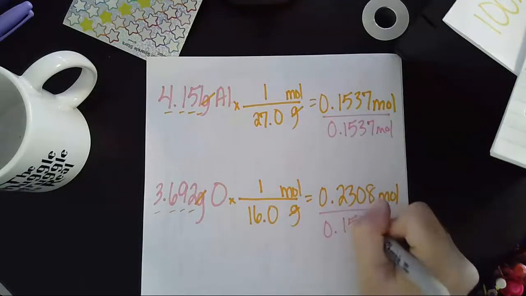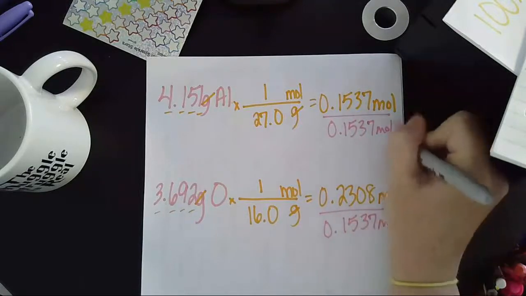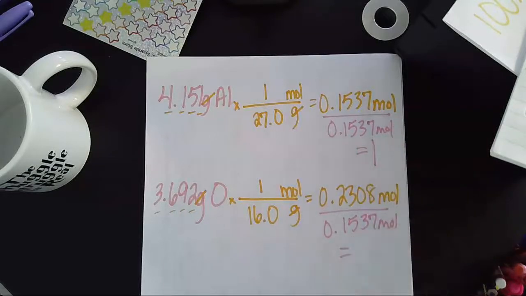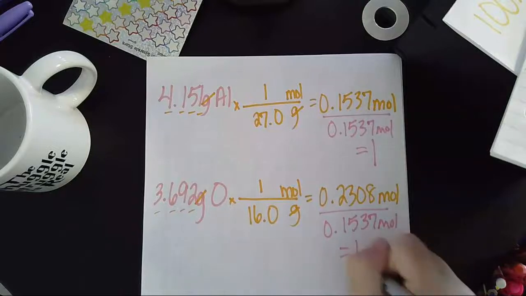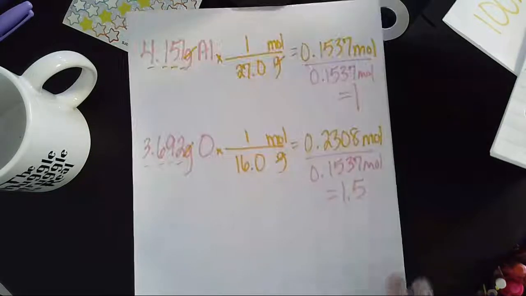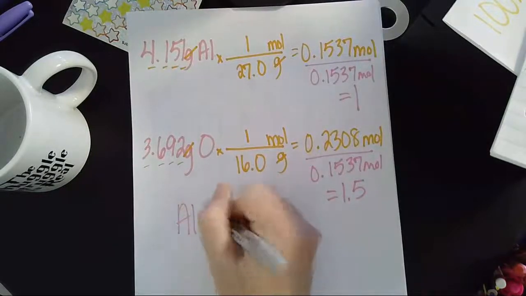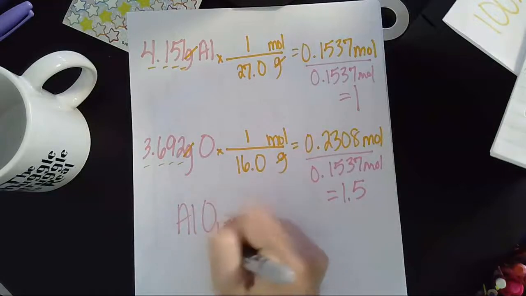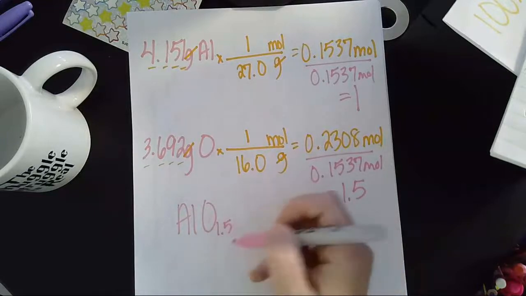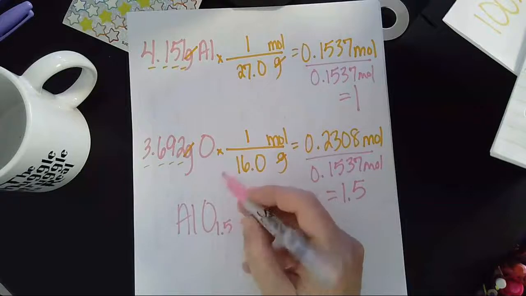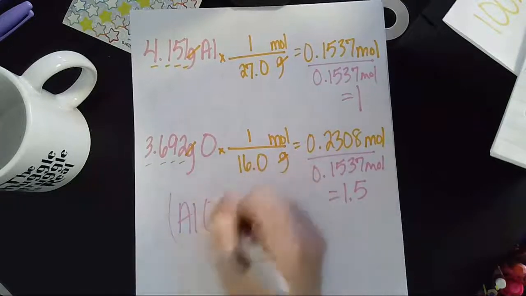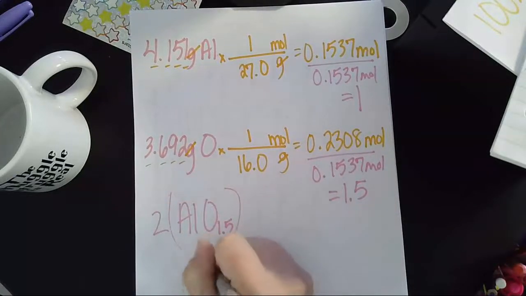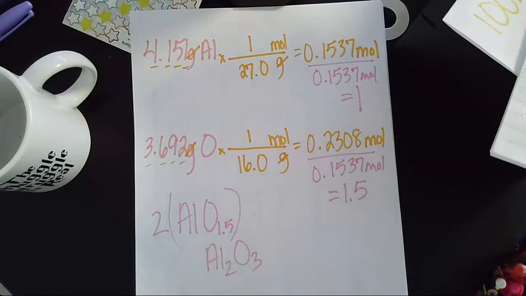Let's see what we get. 0.2308 divided by 0.1537 is going to give us 1.5. So when I go to write my formula, right now I have Al1, O1.5. I obviously can't have that. So I know that if I double 1.5, I'm going to get a whole number. So I'm going to multiply this whole thing by 2. I'm going to end up with Al2, O3, and we know that if we were to actually use our charges from the periodic table to get our empirical formula, that is what we would get.